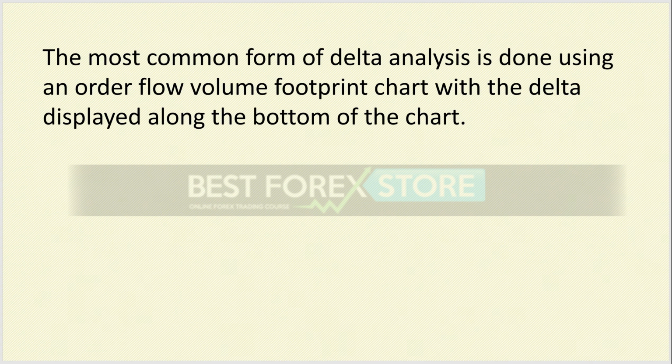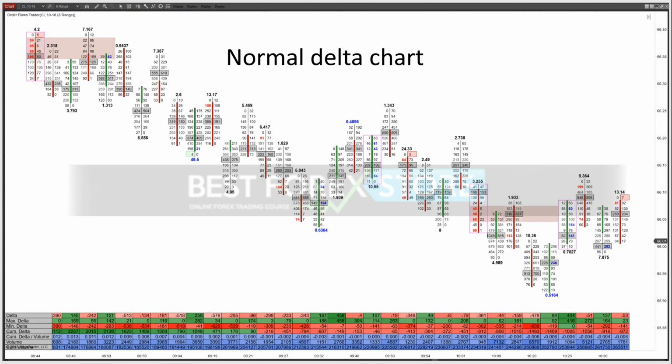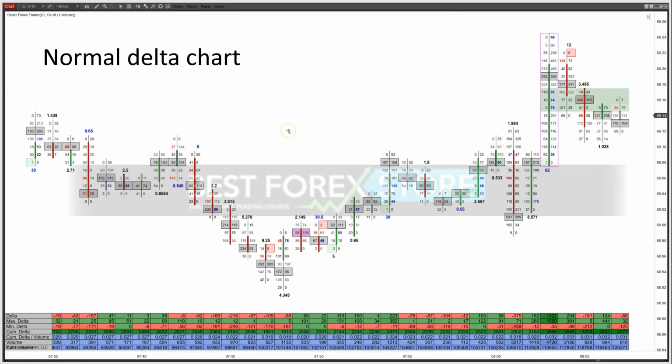Now, the most common form of delta analysis is done using an order flow volume footprint chart with delta displayed along the bottom of the chart. And this is how it looks, right? You have your normal bar chart with your bid-ask data in there, and you have the delta, max delta, min delta, cumulative delta divided by volume, and total volume. In the next lesson, I'm going to discuss all these pieces of information: delta, max delta, min delta, cumulative delta, etc. But this is how it looks on a normal bid-ask footprint chart. And you can see it just displayed along the bottom.